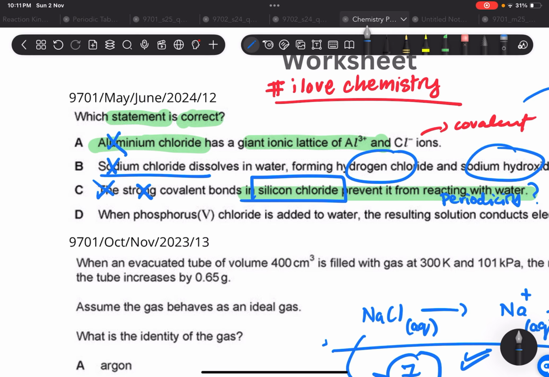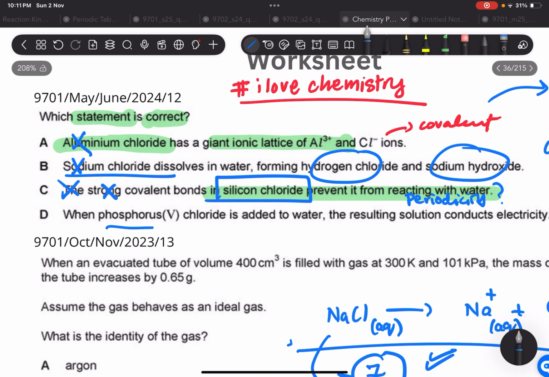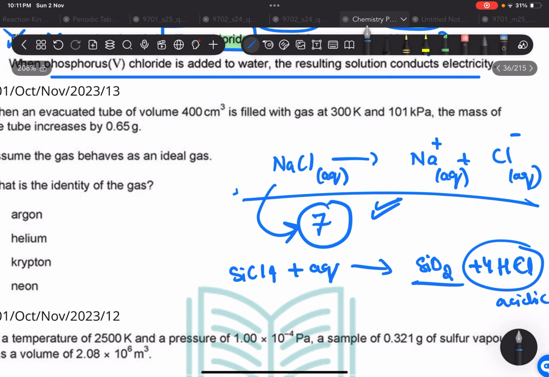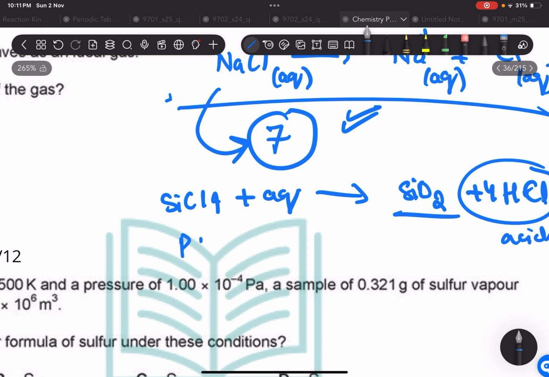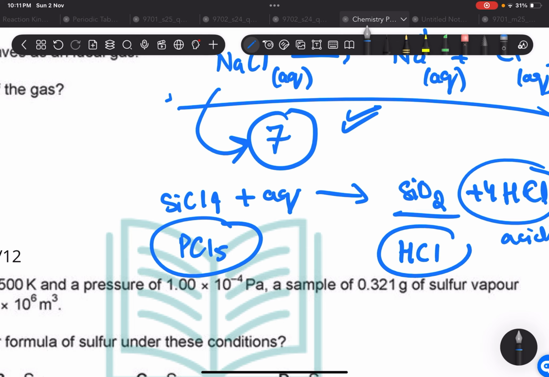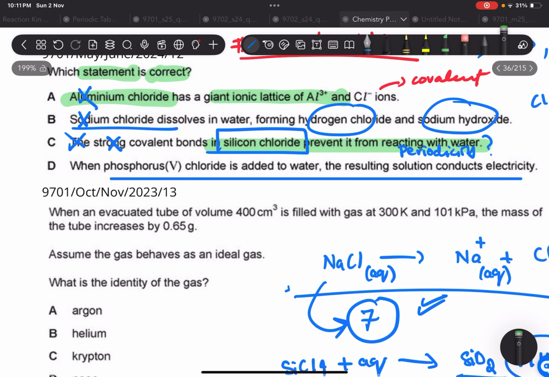Okay, next part says, when phosphorus chloride is added to water, the resulting solution conducts electricity. Yeah, because when you add these chlorides to water, PCl5, what's going to form? When PCl5 is added to water, the first thing that forms is HCl. Because this chloride is attracted to the H of water. So you form HCl, and the resulting solution has H+ ions and Cl- ions. So this option is correct.